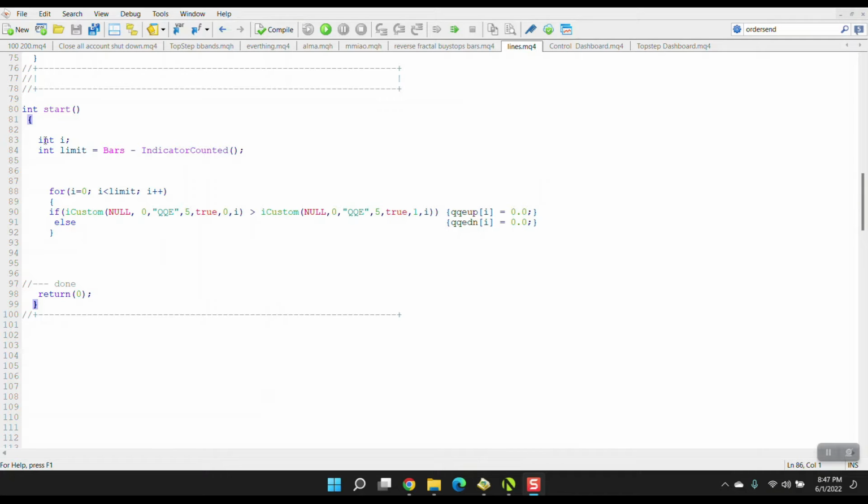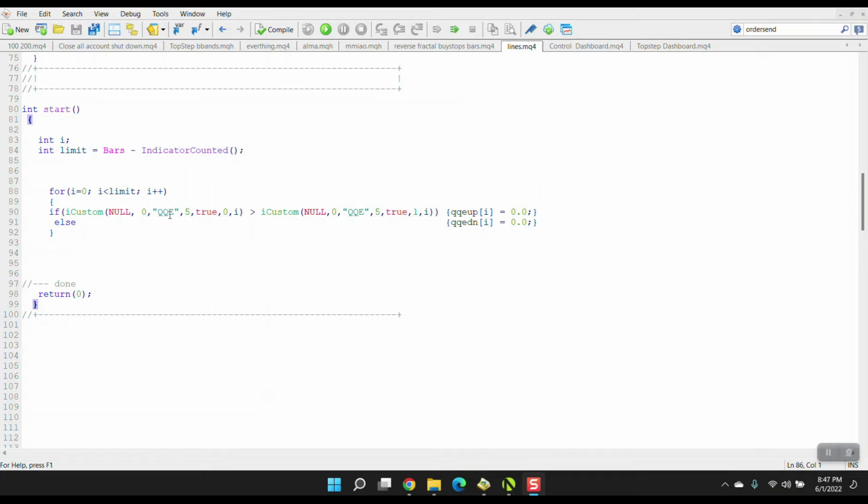This here is the start function. The init I and init limit, easy to memorize that, nothing to it, that's standard. For I equals 0, I less than limit, I plus plus. Again, easy to memorize, that's standard. What this is saying is, first let me say what it's saying.